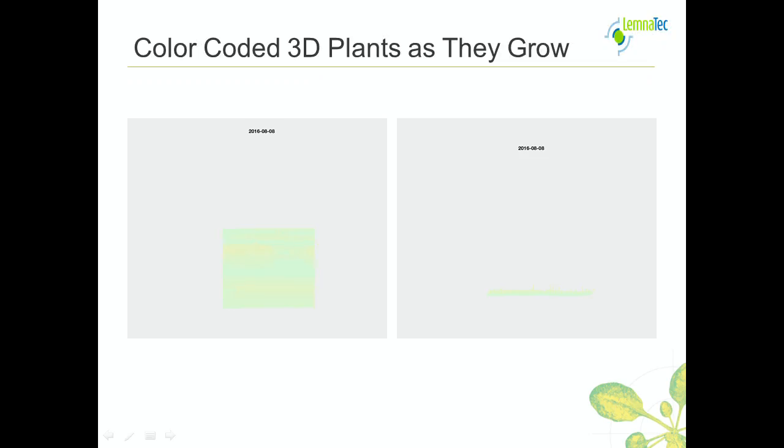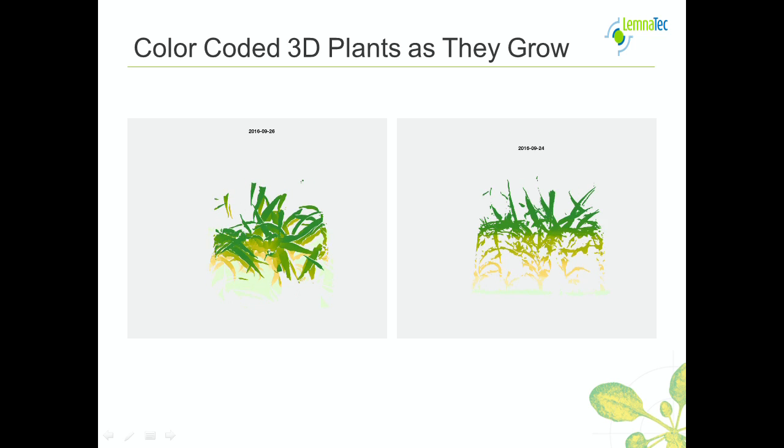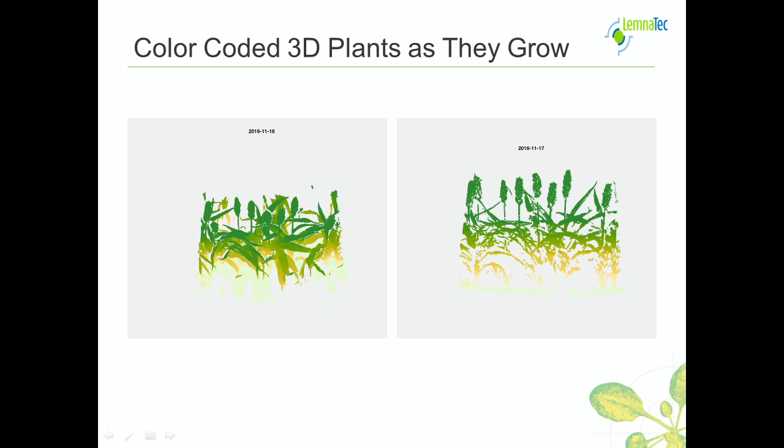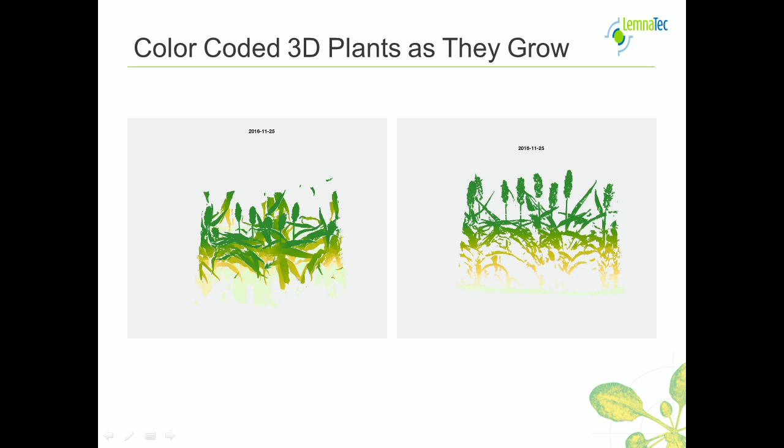For our field scanalyzer, we are looking at 5 to 6 terabytes of data per day. So we have a lot of data to analyze. The next slide shows better information and details on how the plants are growing. This shows the plant growing from the start of the season to the end, and you see the details that you can get from the 3D scan data.